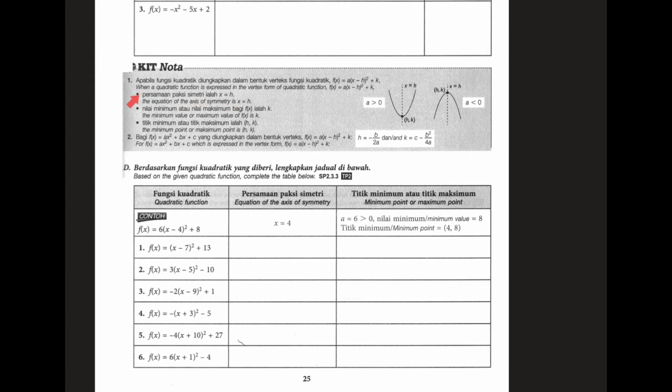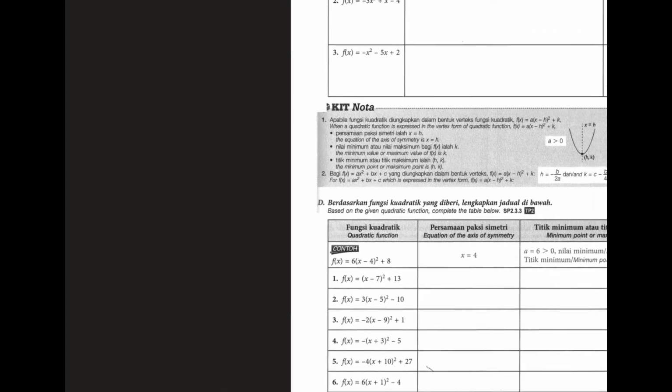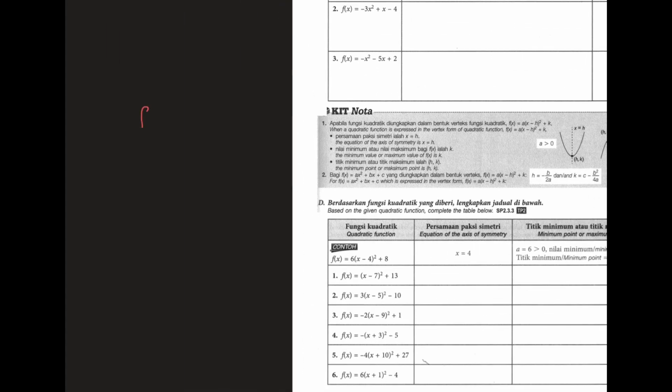So how to get this form? Okay, let's see one quick example. How do we get that form? If I have f(x) = 2x² + 3x + 1, and I want to get the vertex form, I need to do completing the square.